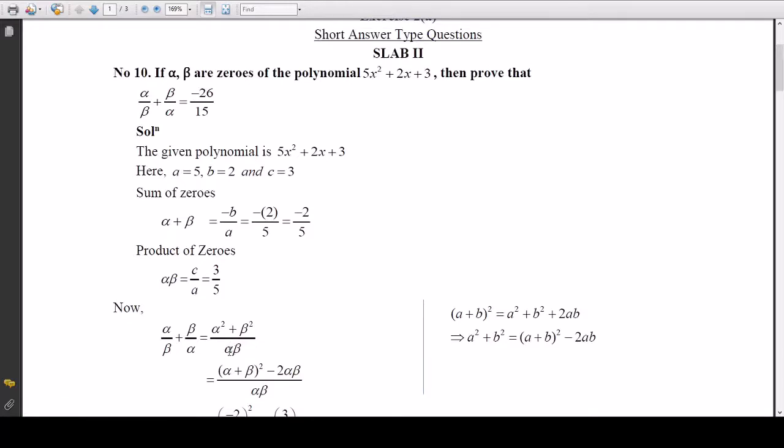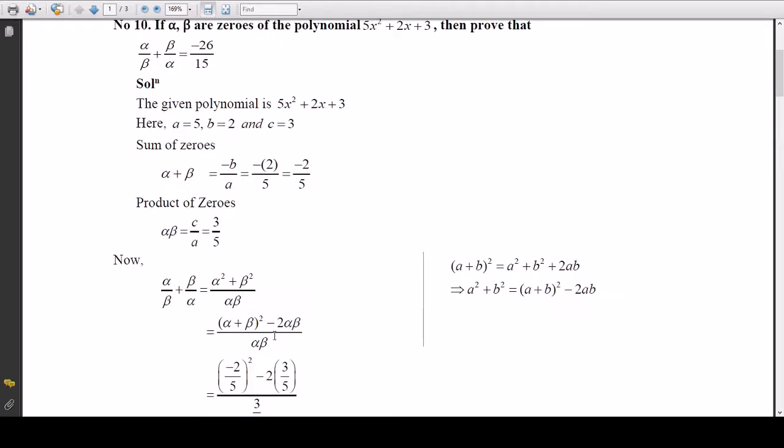Now this LCM divided by beta will be alpha. Alpha multiplied by alpha is alpha square, plus alpha beta divided by alpha is beta. Beta multiplied with beta, which is the numerator, is beta square. Now alpha square plus beta square, last time we have discussed that alpha square plus beta square will be how much? Will be alpha plus beta whole square minus twice alpha beta, isn't it?